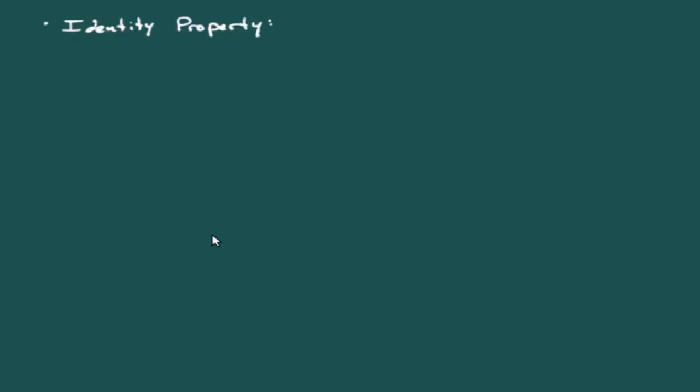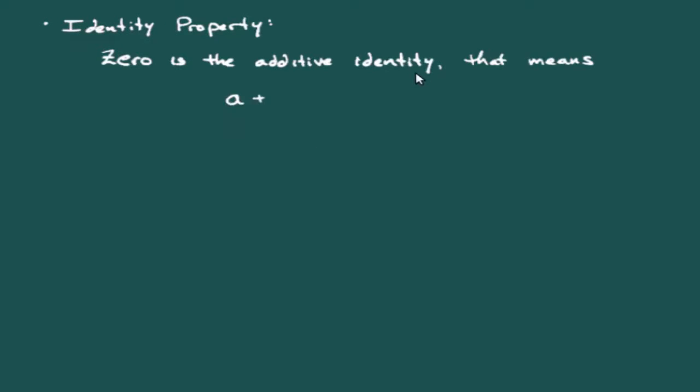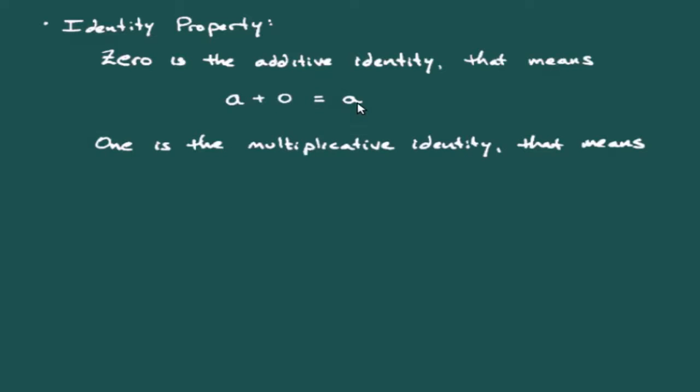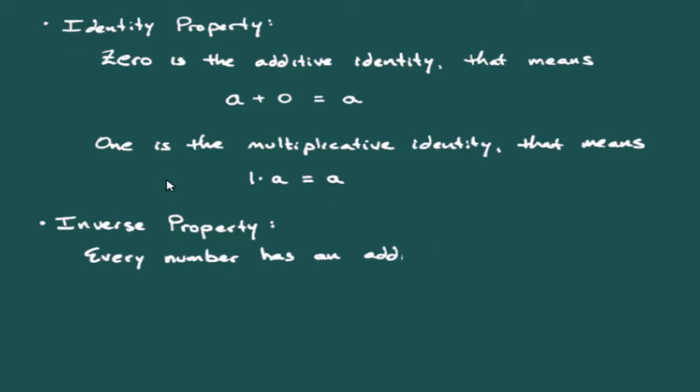So two other properties that we have are the identity property, which is really just saying that 0 is something called the additive identity. What that really means is just a fancy way of saying that anything added on to 0 doesn't change it. And the identity property also says that 1 is the multiplicative identity. That just means that 1 times a is just going to be a, so multiplying by 1 doesn't change anything.